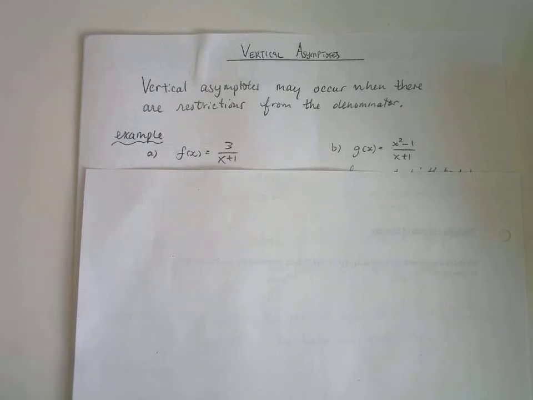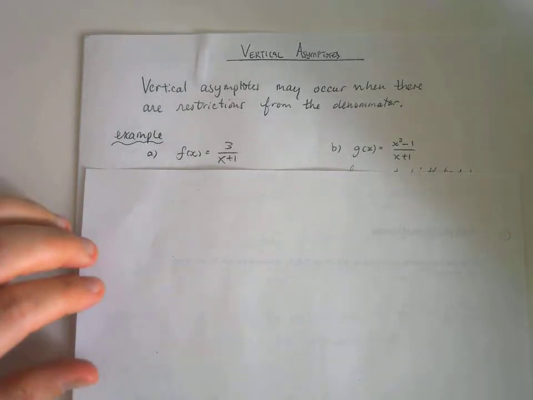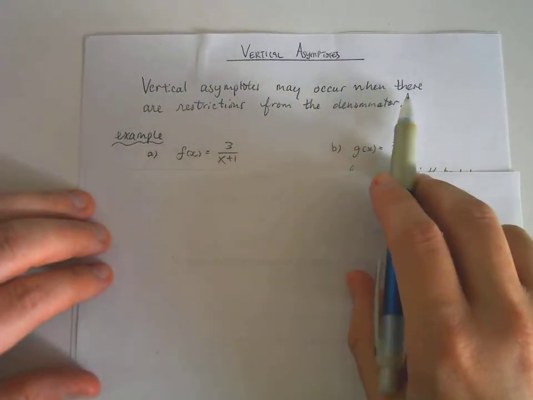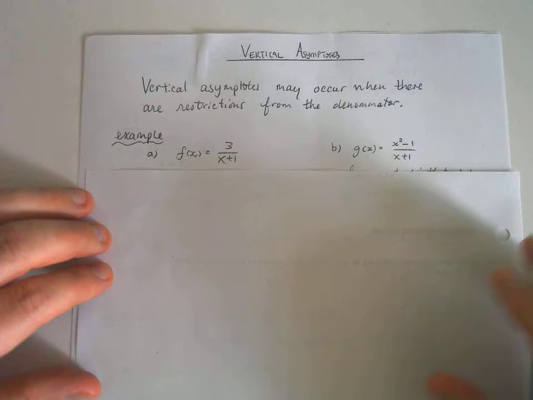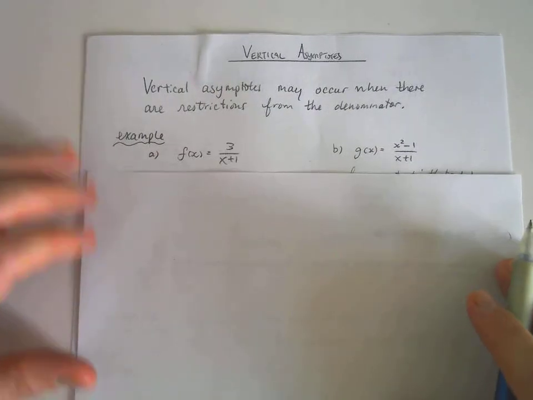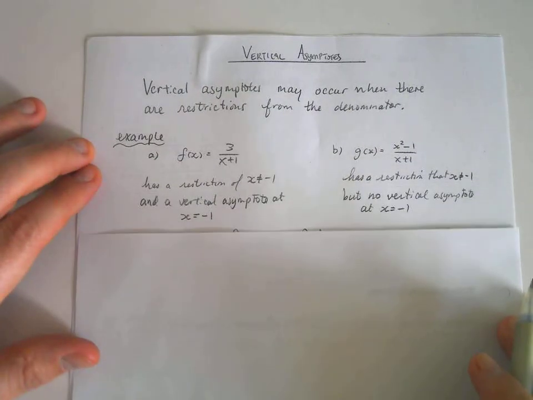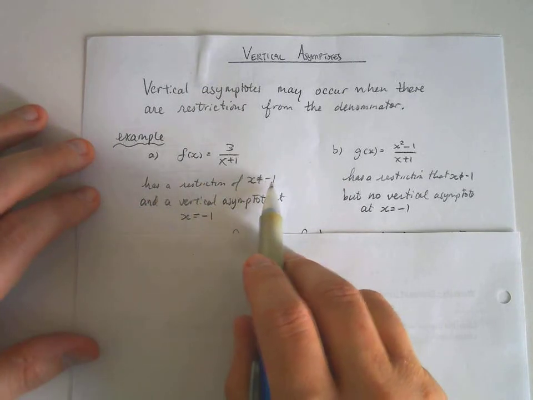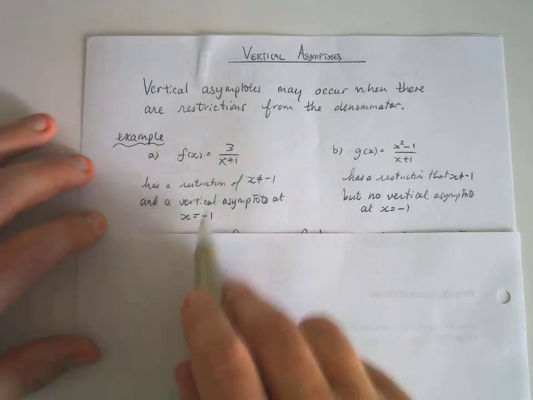Okay, let's start looking at how vertical asymptotes can use some limits as well when we're trying to figure out some behaviors. So here it says vertical asymptotes can occur where there are restrictions in the denominator. So you've seen some of this stuff in advanced functions. So the examples that are here, it seems like I have a restriction here at x being a -1, and there was an asymptote there.